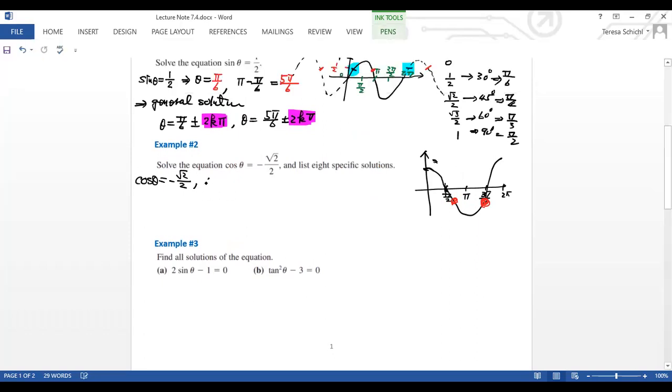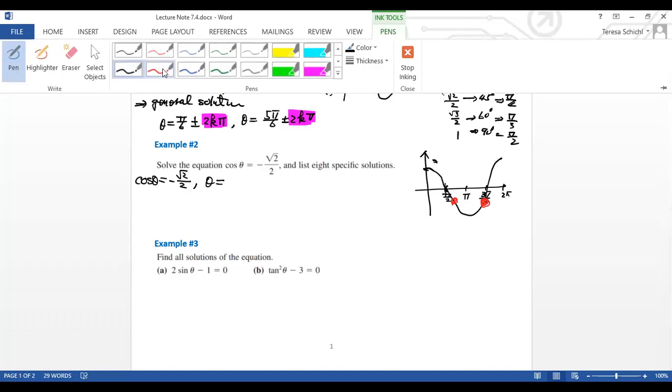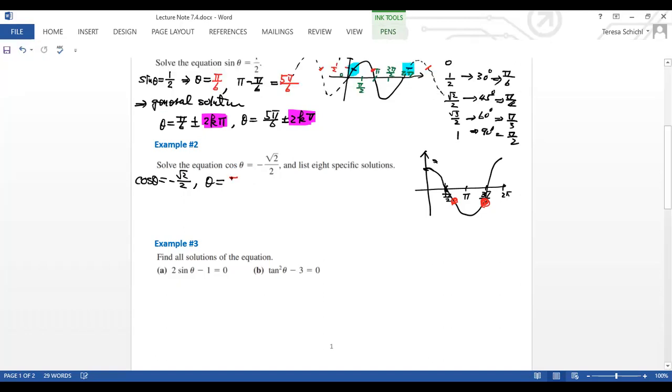Okay, so now let's take a look at the thetas here. Square root of 2 over 2 from the unit circle, I know is 45 degrees or pi over 4. So the first angle here will be what? The first angle will be pi over 2 plus pi over 4, right? So the first angle is 3 pi over 4.